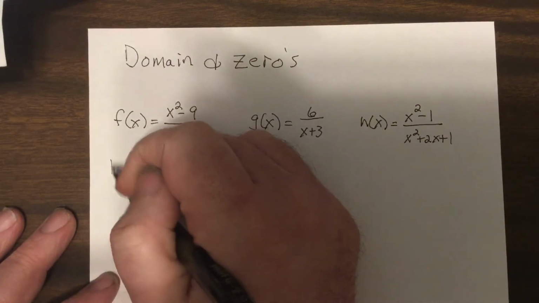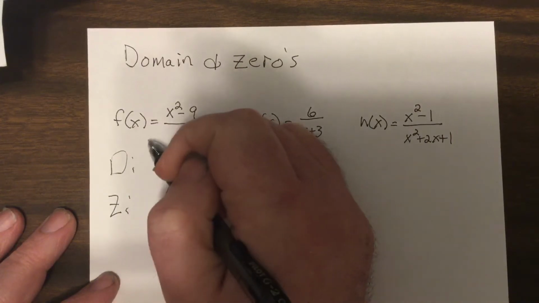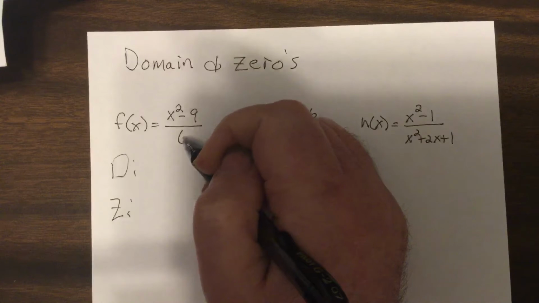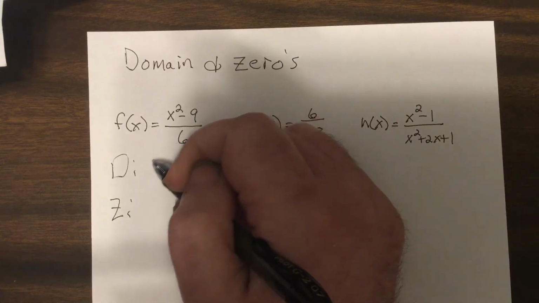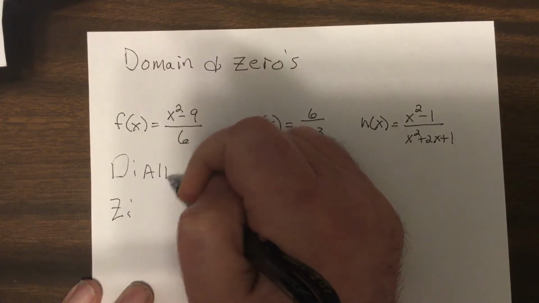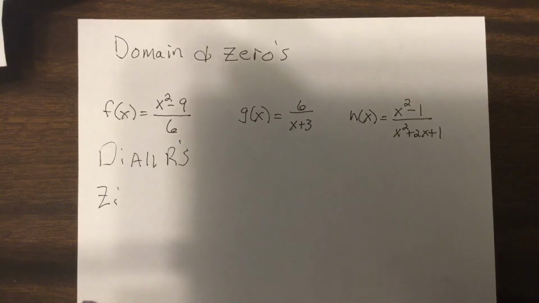So for this one, I'd ask, what's the domain? Well, what causes the bottom to be 0? Well, nothing causes the denominator to be 0, so it'd be all reals. You can use any number you want. You're not going to have any problems.